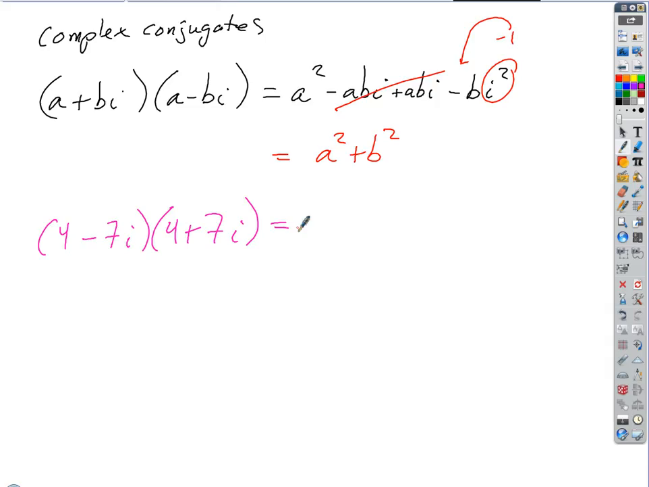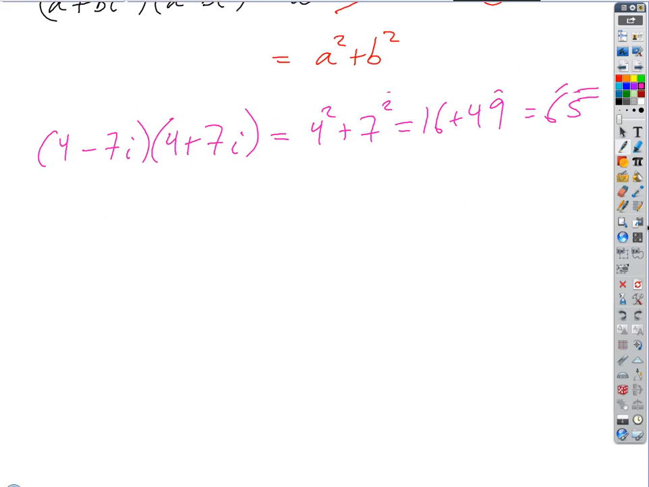And what's the answer going to be? What plus what? It's going to be a squared plus b squared, right? So it's going to be 4 squared plus 7 squared, which is what? 16 plus 49, which is 65, right? One more. Try this.